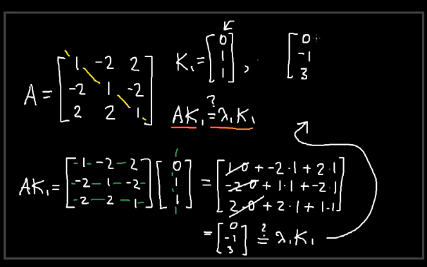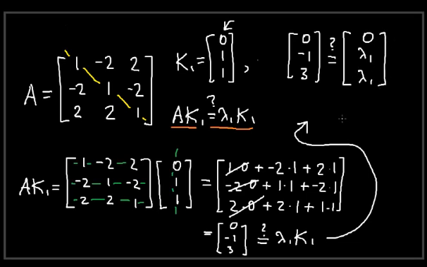We want this to be equal to lambda 1 times k1, which is... Of course, we multiply a column vector by a scalar by multiplying each term of the column vector with the scalar. So we'll have here lambda 1 times 1, which is lambda 1, and also lambda 1 here. And the question is whether this equality holds.